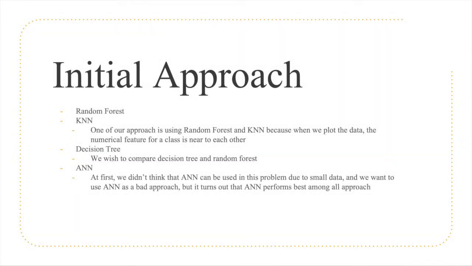One of our approaches is to use random forest and KNN, because when we plot the numerical features, we can see that the same species are actually in the same region. Next, we also want to see how random forest and decision tree differ. Finally, we try to use ANN. At first we didn't think that ANN could be used in this problem due to the small dataset, however, it turns out that ANN performs the best among all approaches.